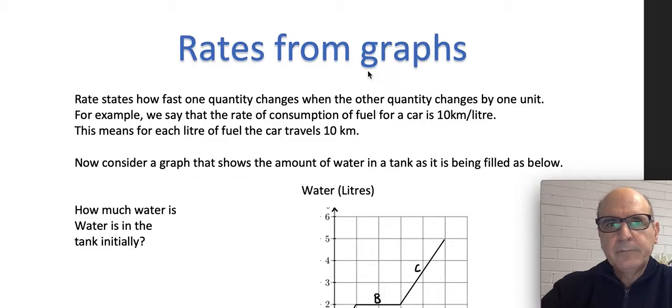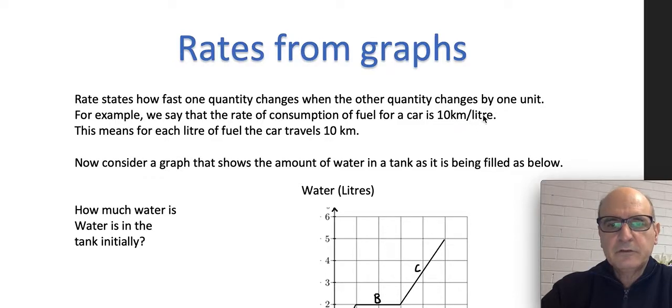But in rates, we tend to have the second quantity as 1 unit. As we go through this lesson, it becomes more clear. For example, when we say that the rate of consumption of fuel for a car is 10 km per liter, this is an example of a rate.